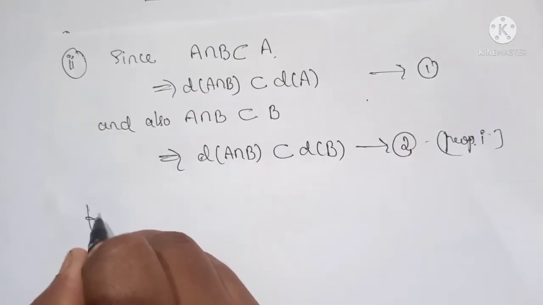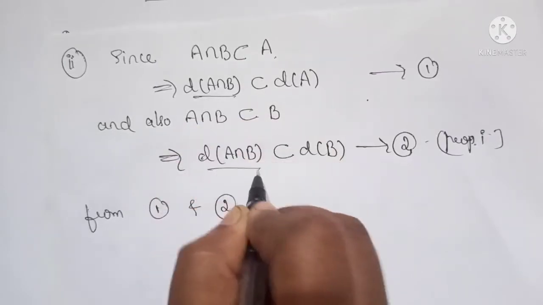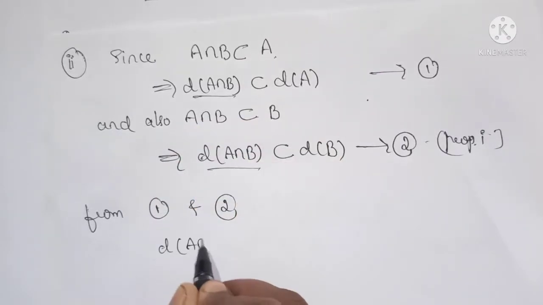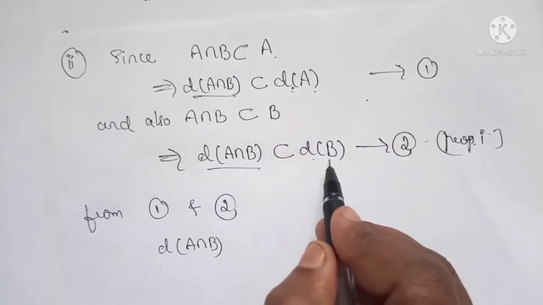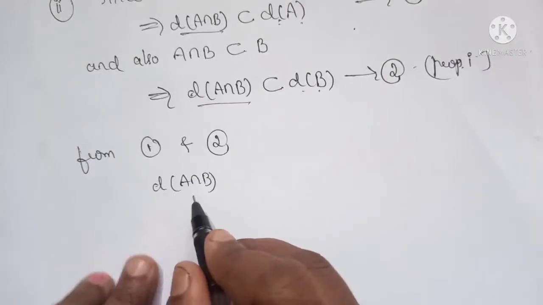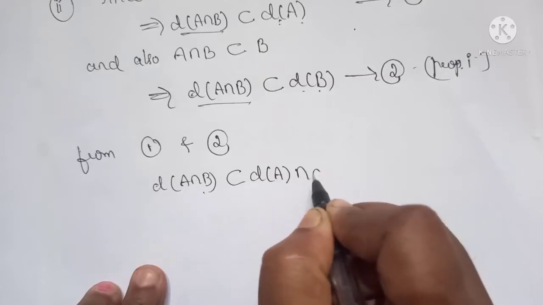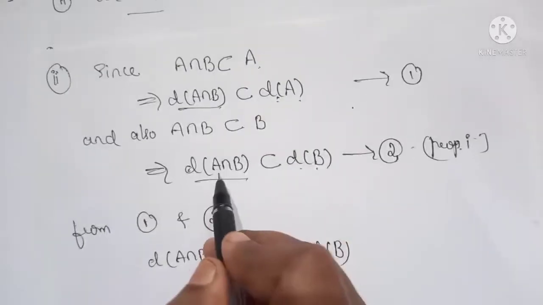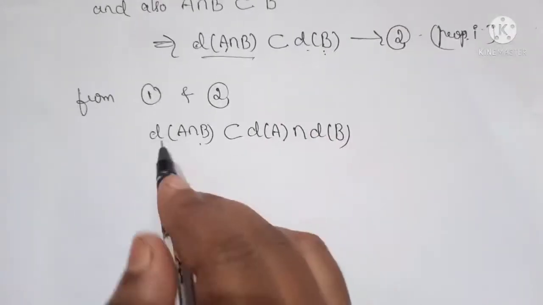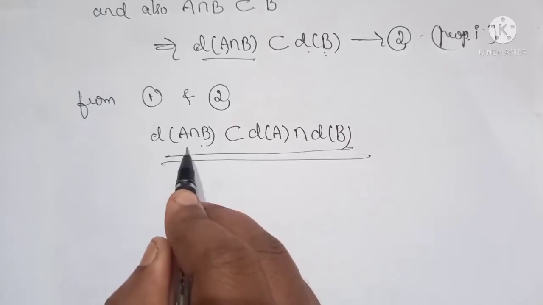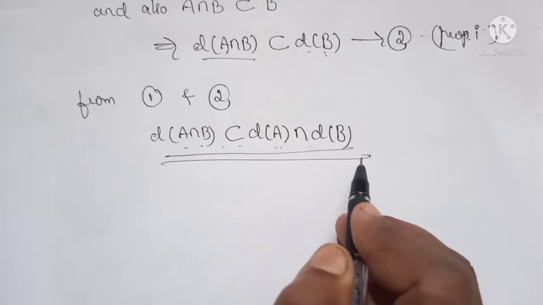Now from 1 and 2, the derived set of A intersection B is a subset of the derived set of A and is a subset of the derived set of B. Therefore, the derived set of A intersection B is a subset of the derived set of A intersection the derived set of B, because it is a subset of both. So the derived set of A intersection B is always a subset of the derived set of A intersection the derived set of B.